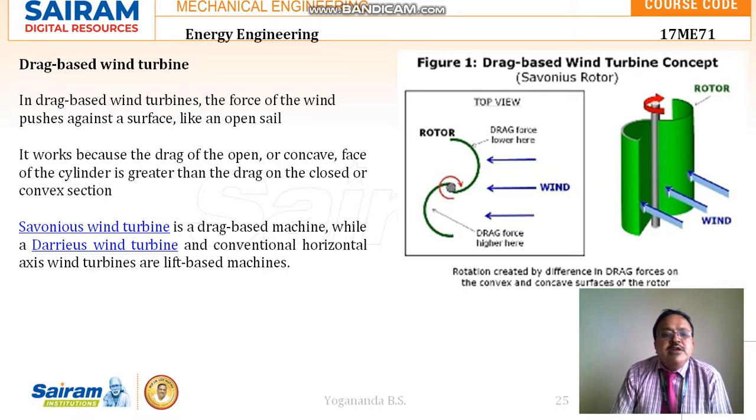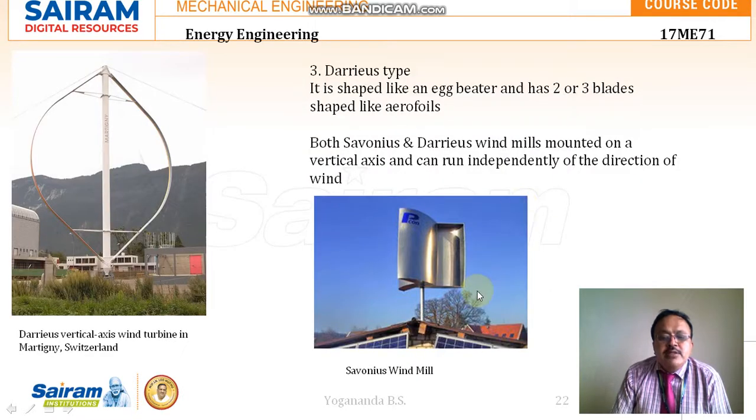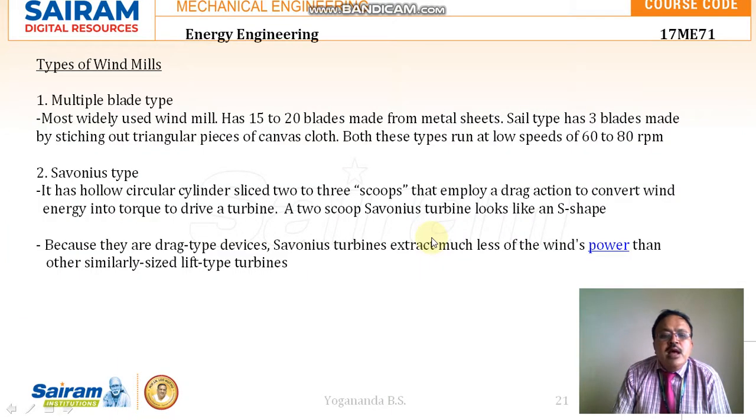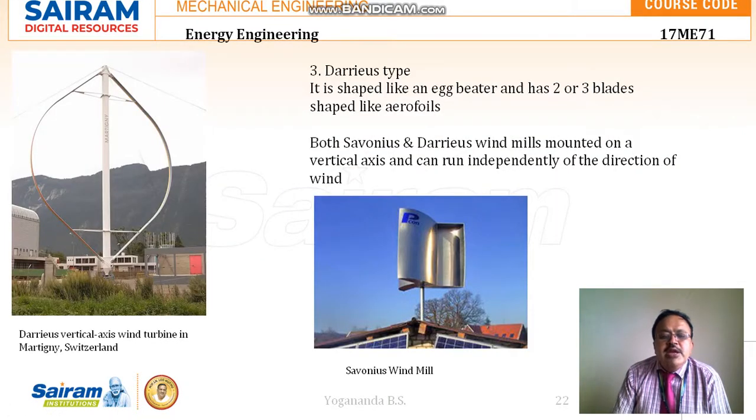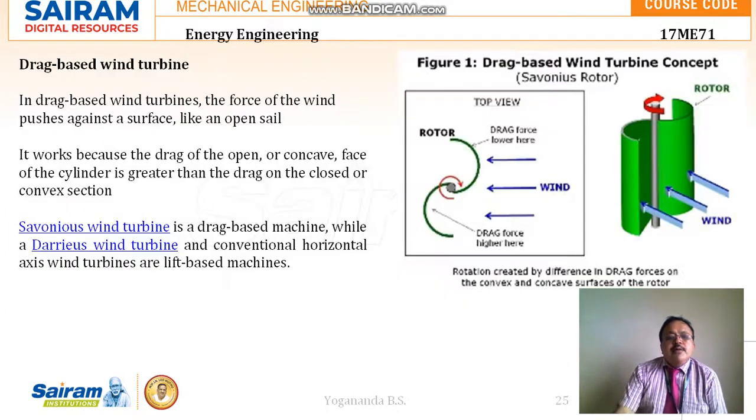Drag based wind turbine. If you take the Savonius windmill, which has hollow circular cylindrical shaped scoops, the force of the wind pushes against the surface like an open sail. It works because the drag of the open face of the cylinder is greater than the drag on the closed or convex section.